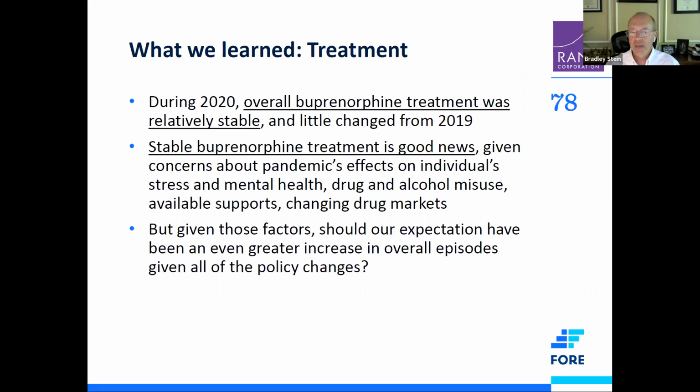While overall buprenorphine seemed relatively stable during 2020, and this is probably good news given all the concerns we have about the opioid crisis and the pandemic, that's probably good news. Although the one point I want to make before I move on from this slide is, given all of those factors and all the stresses caused by the pandemic, is stable really what we should have been seeing, or should we have expected actually there to be more episodes given what we believe was likely greater need in the population? Next slide.